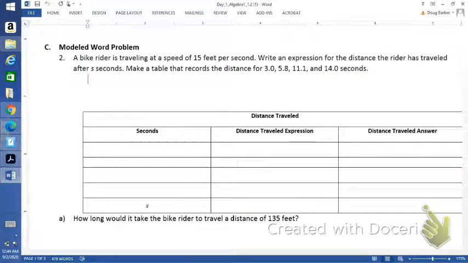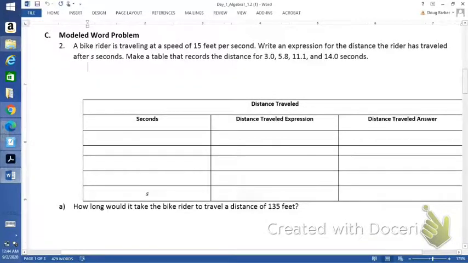Alright, for the second one. A biker is traveling at a speed of 15 feet per second. Write an expression for the distance the rider has traveled after s seconds. Make a table that records the distance for 3, 5.8, 11.1, and 14 seconds.